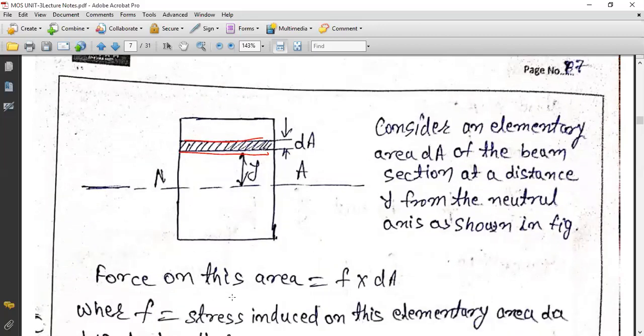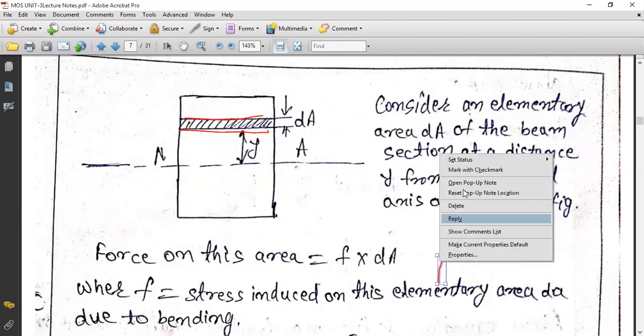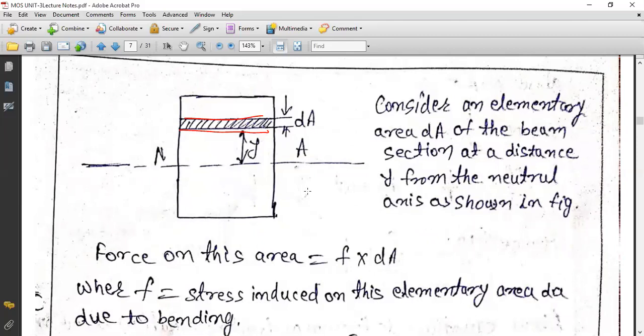Then force on this area. What is the force on this area? F is the stress. Just I will write it on the screen. F is equal to what? This is the stress.